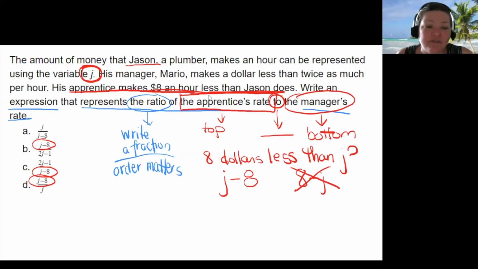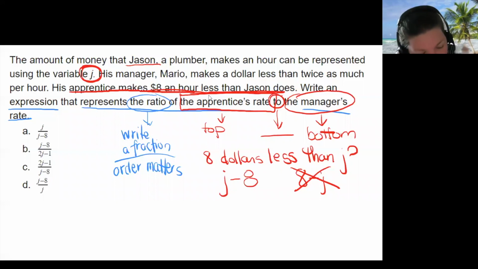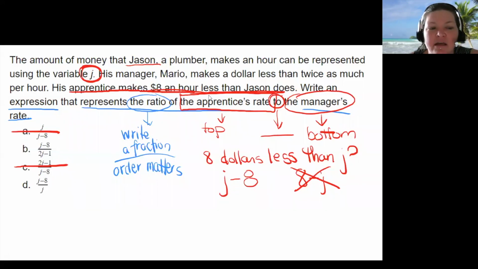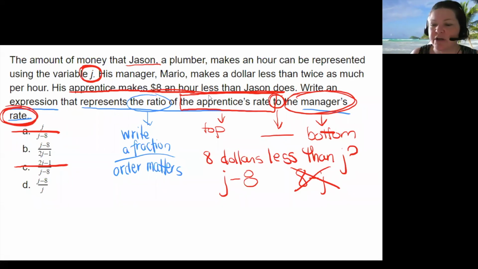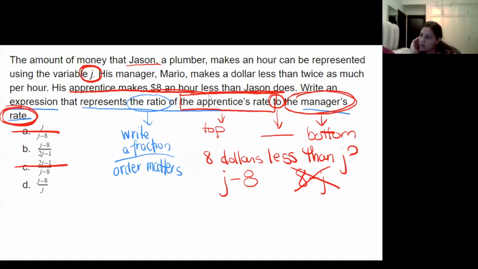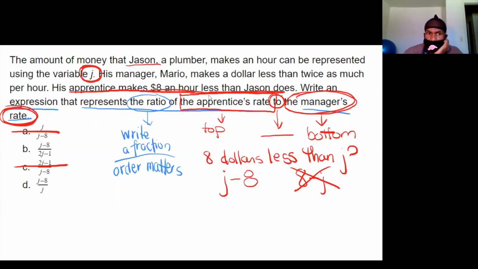That's weird. Definitely, I can narrow it down right now to B or D because we see that apprentice's rate, that $8 less than Jason, on the top of the fractions in the numerators on both B and D. So already, even not knowing too much about algebra, I can rule out C and A. Now let's examine the differences in the bottom. So what's supposed to be on the bottom of our fraction? Well, we said it was going to be the apprentice's rate to the manager's rate. And what do we know about the manager's rate? He makes $1 less than twice as much per hour.